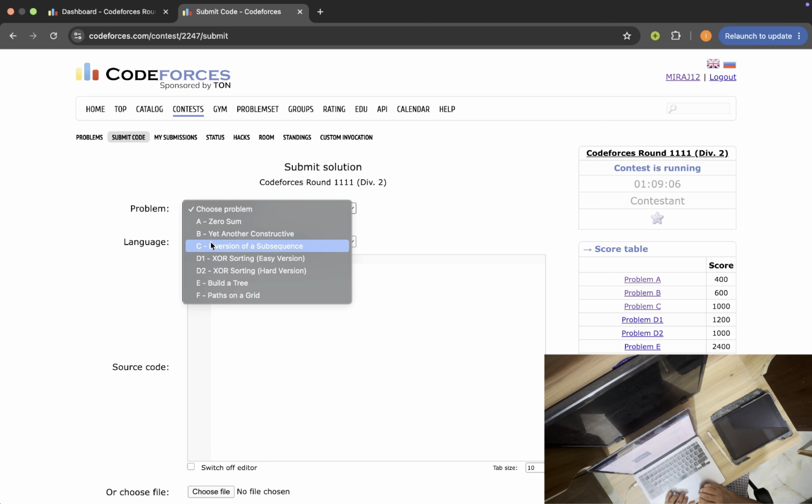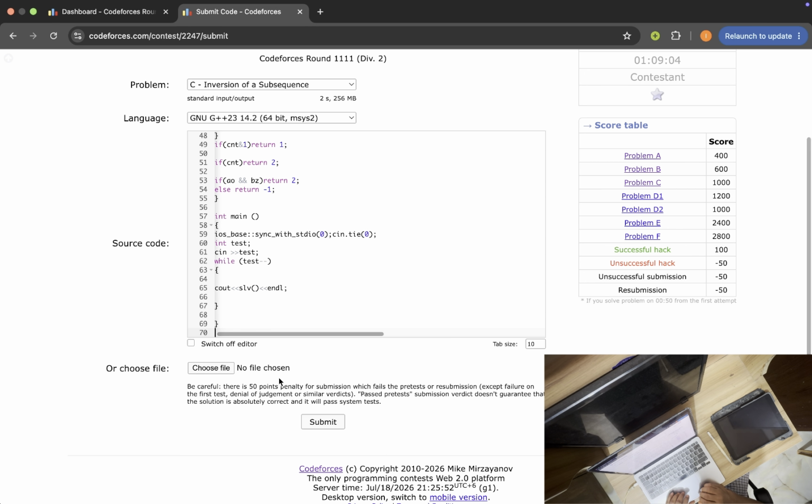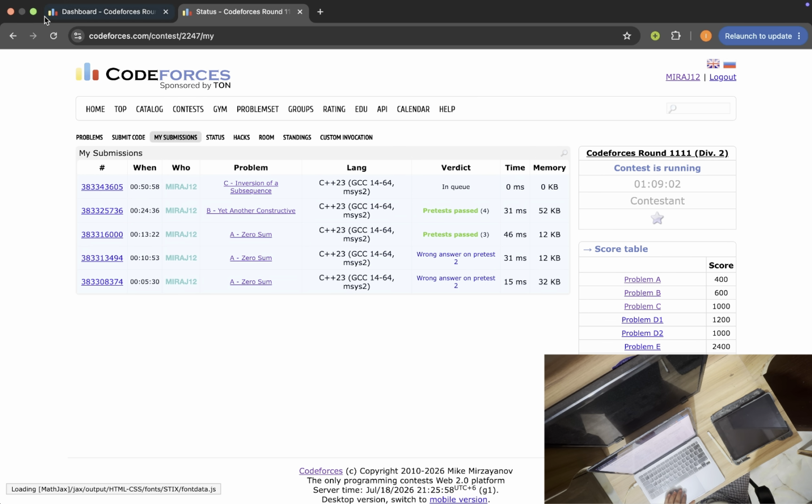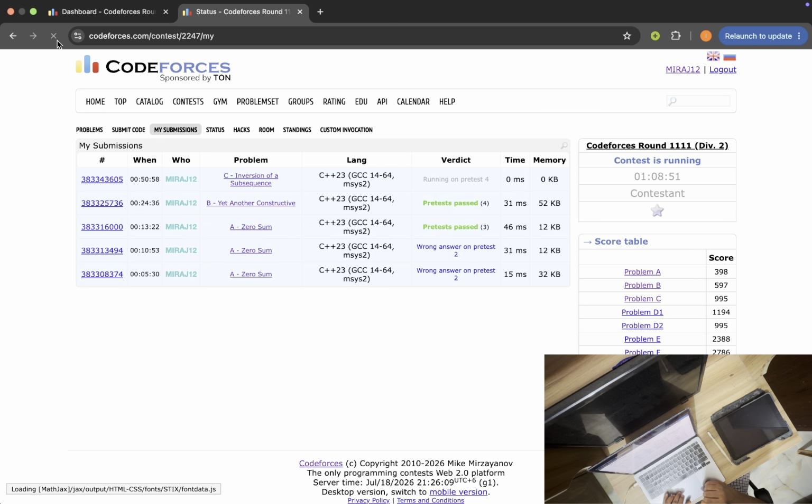There is a slight chance it will get WA, but it's really low, I guess. I don't think it will get WA, but until it passes, no one can say. Yeah, it looks like it's AC.